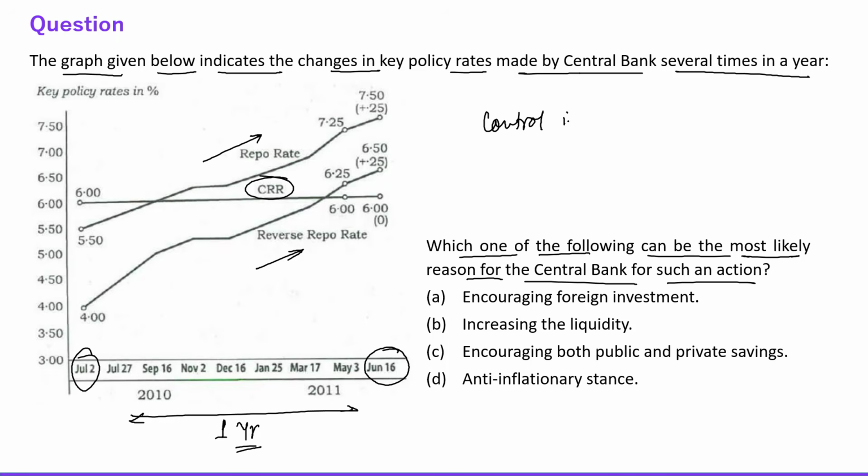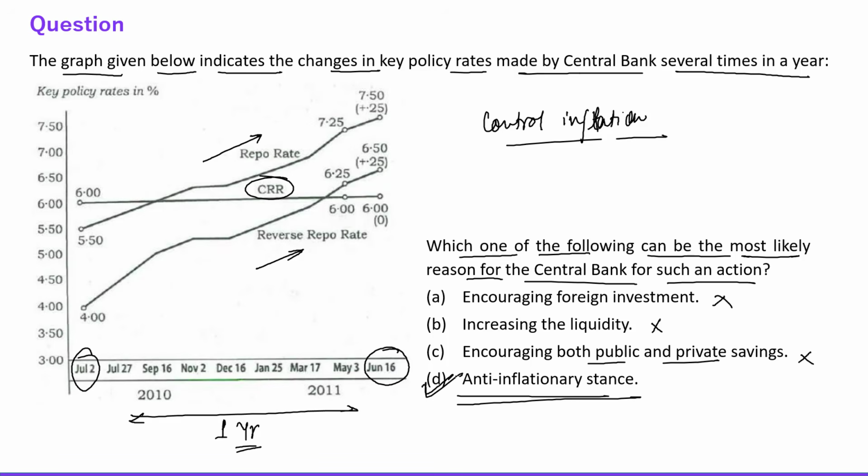To control the inflation. When a bank wants to control inflation in the market, these kinds of activities are being done. So the correct option is what? Anti-inflationary stance. The first option, encouraging foreign investment, no. Increasing the liquidity, no. Encouraging both public and private savings, no. This is anti-inflationary stance. Yeah, this is the correct answer.